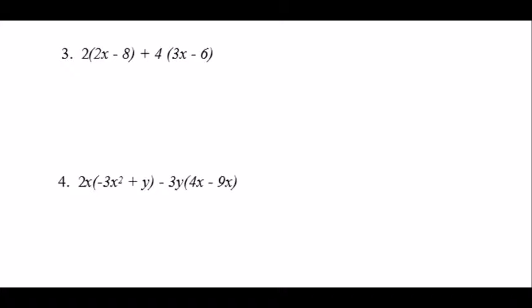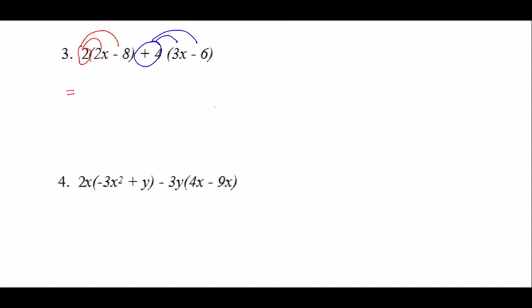We're going to apply the same rules that we did before, except this time I'm just going to highlight the fact that we're going to take the 2 and distribute the 2 into 2x minus 8. And then we're going to do the same thing for plus 4, and distribute plus 4 into 3x minus 6. In doing so, we end up with something like this.